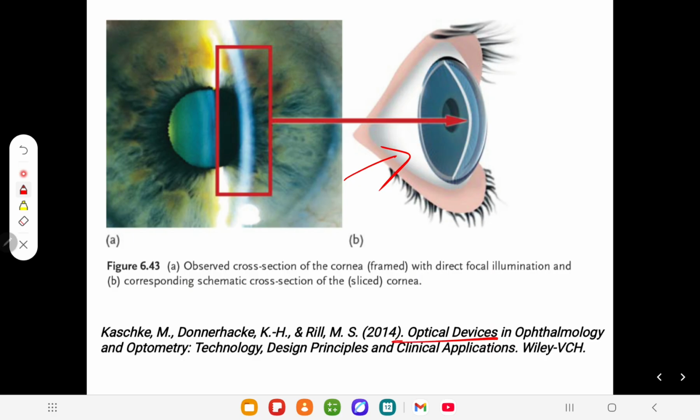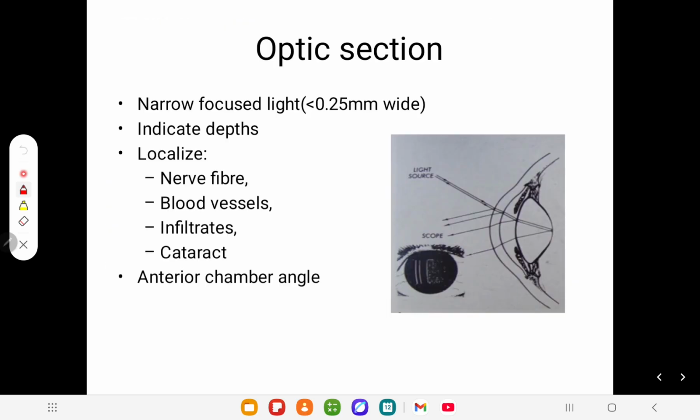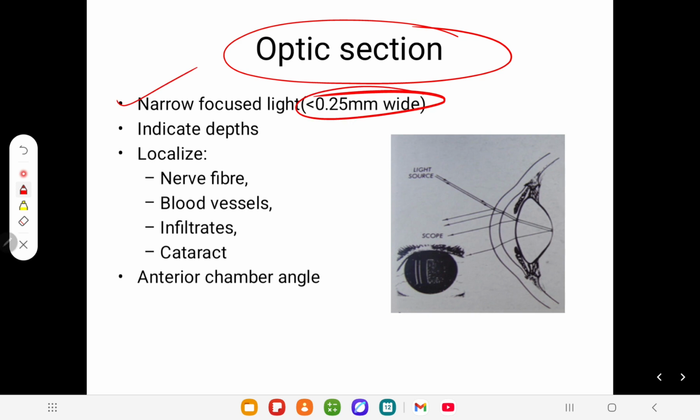I have taken this picture from this book, which is Optical Devices in Ophthalmology and Optometry. So, optical section, and this is what I'm a very big fan of. What is optical section? Optical section is the smaller, finer version of the parallelepiped, I think. It is a narrowed focus of light, so the width is very small, less than 0.25. It's very important whenever you want to see depth in layers. Localize nerve fibers, blood vessels, infiltrates, cataract, anterior chamber depth.